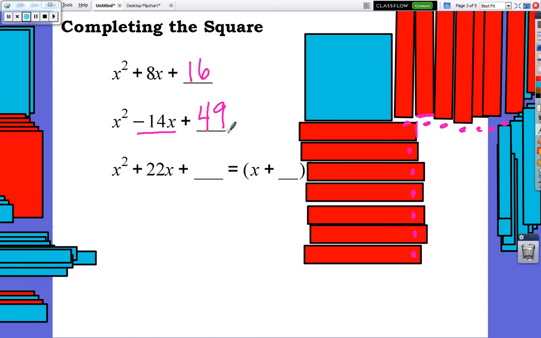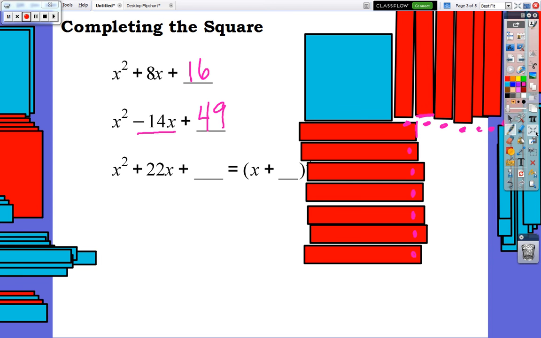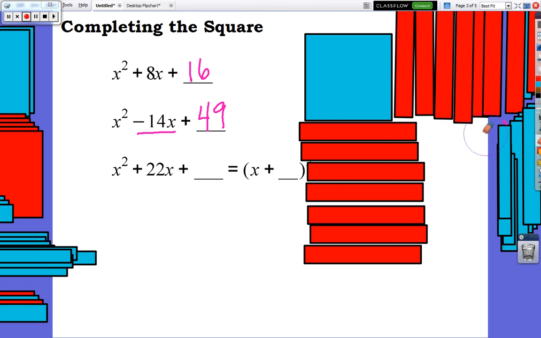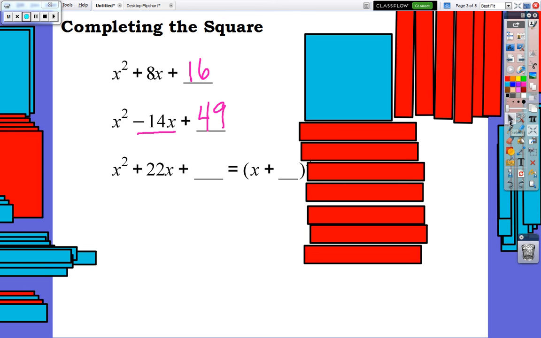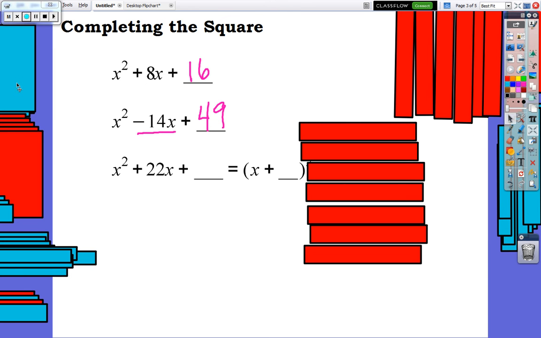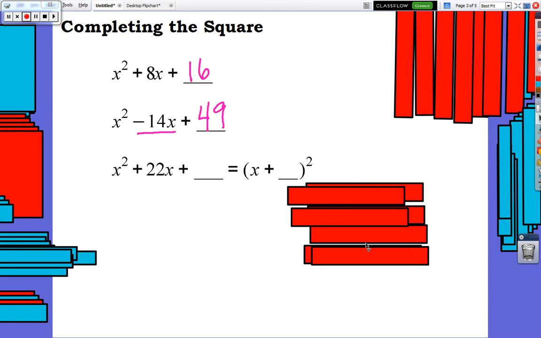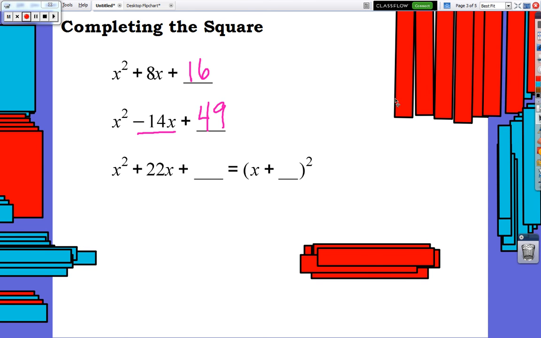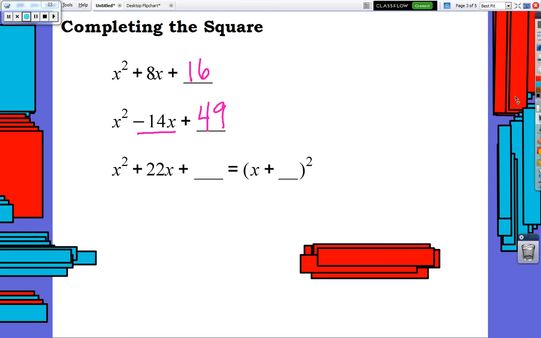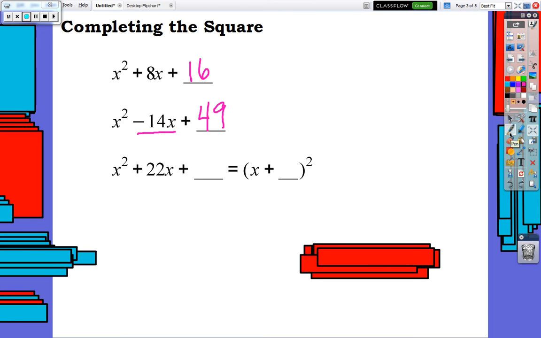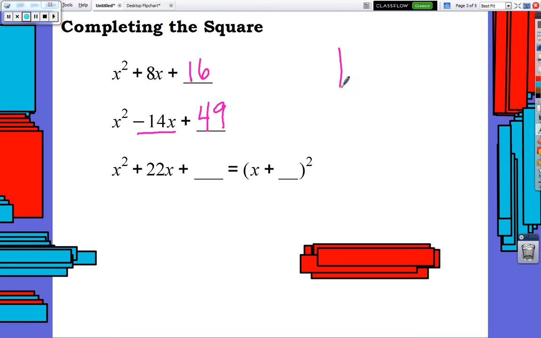Now, for the last problem, I am not going to use the algebra tile pieces because you may not have them in front of you at all times. So we're going to do it without the pieces. Now, here's the cool thing. You can always, pardon the bell, you can always draw the picture yourself. So I'm going to draw this next one. I'm going to have x squared, and I'm going to have 22 x's.